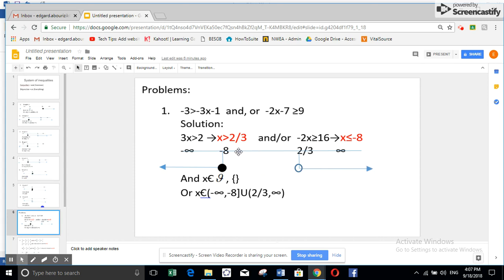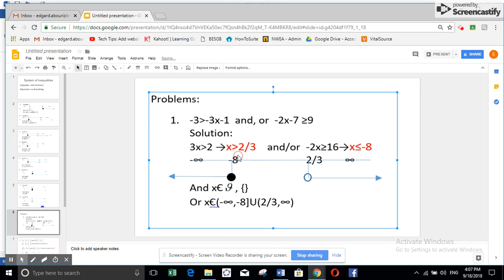So as we said up, nothing in common. So we don't have anything in common, so the empty set. However, or is everything. So from minus infinity till A closed, union 2 over 3 open till infinity.